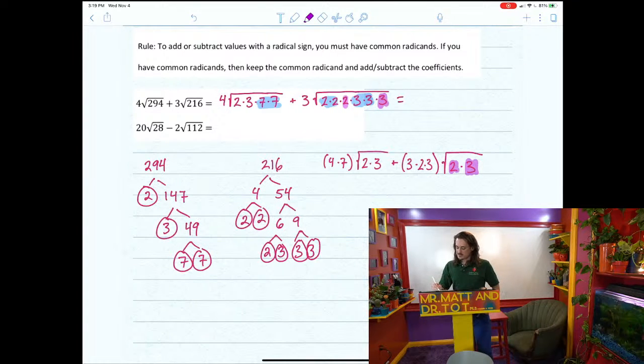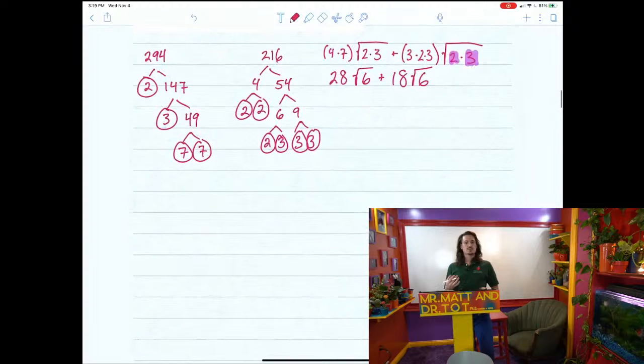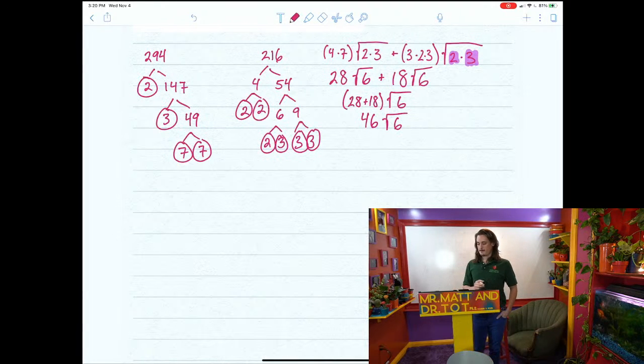Because now 4 times 7 is 28. We have 28 root 6 plus 3 times 2 is 6, 6 times 3 is 18. So this simplifies into 28 root 6 plus 18 root 6. Now we have common radicants, so we keep the common radicants. Our answer is going to have a root 6 in it, and then we add the coefficients. 28 plus 18 is going to be 46. So our final answer here is going to be 46 root 6.